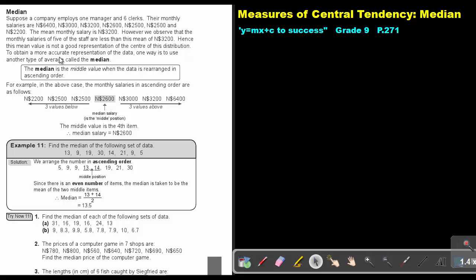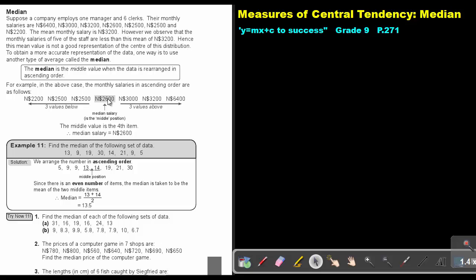To obtain a more accurate representation of the data, one way is to use another type of average called the median. The median is the middle value when the data is rearranged in ascending order. For example, in the above case, the monthly salaries in ascending order are as follows. Now, just take those values and arrange them from the smallest to the biggest.